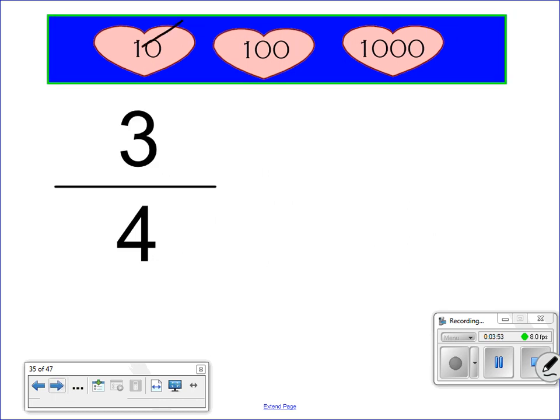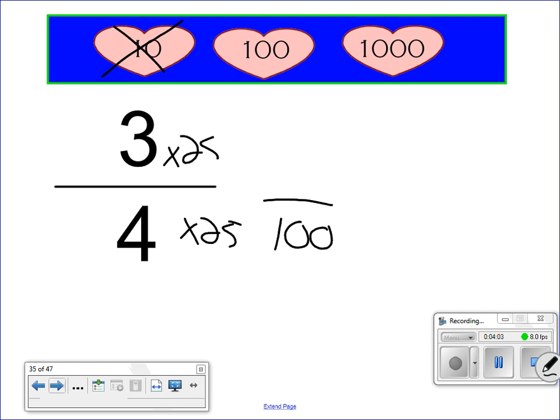3/4. Can that go into 10? 4 can't go into 10. Can 4 go into 100? It sure can. Times 25 times 25, because 25/25 equals 1. 3 times 25 gives me 75. How would I write this as a decimal? Boom, 0.75. There is a reason for me doing all those problems before.